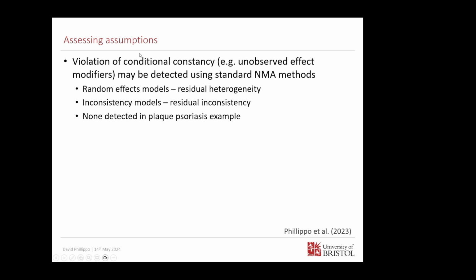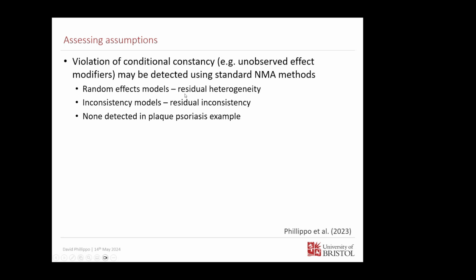So conditional constancy, i.e. unobserved effect modifiers, we can use standard network meta-analysis methods to try and validate this assumption. And that's because violations of this assumption are going to manifest as residual heterogeneity and inconsistency in the network. So the relative effects are still going to differ in some way within trials on a contrast and across the network. So we can use standard NMA methods.